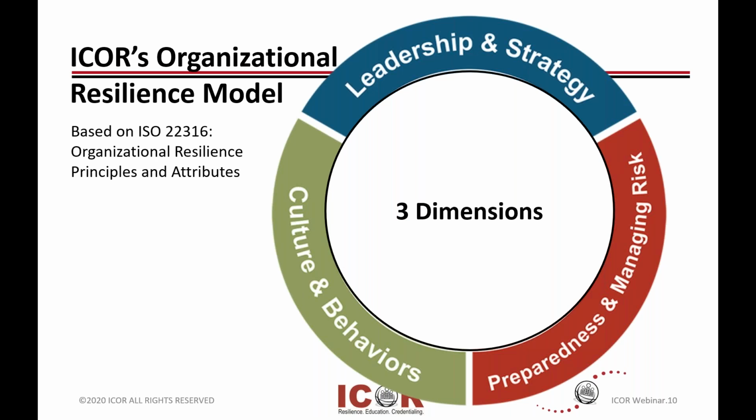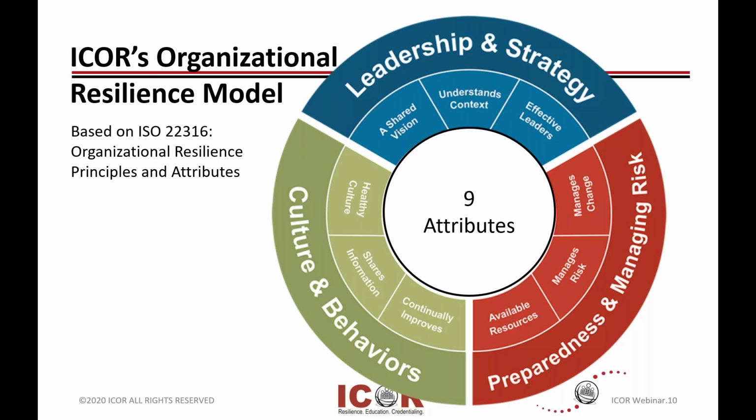As a result of that standard, ICOR put together an organizational resilience model. So we looked at what the standard was talking about, and we tried to group some of that content into what we're calling 3 dimensions. So we have leadership and strategy, culture and behaviors, and preparedness and managing risk. So you can see here that preparedness and managing risk is about 1/3. It is not all of it. So when you're looking at that enterprise risk management, or you're looking at operational resilience, that's really the burgundy area, that preparedness and managing risk.